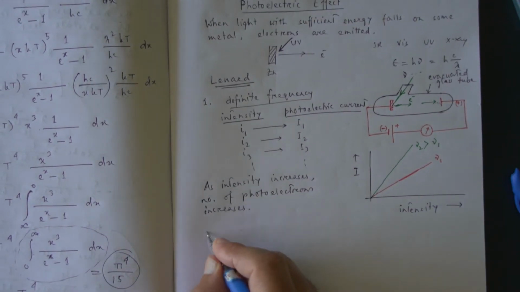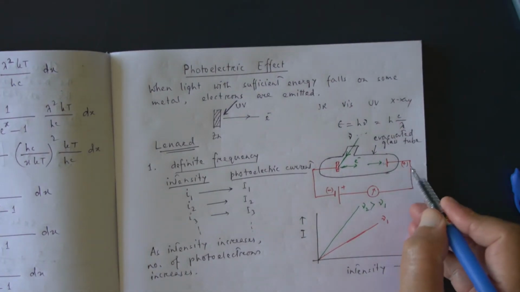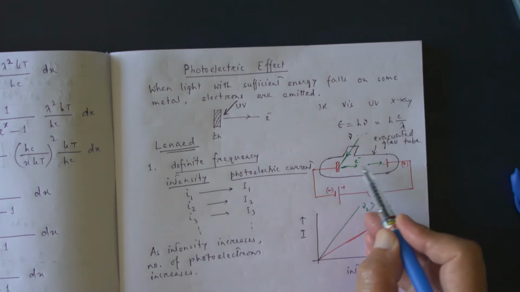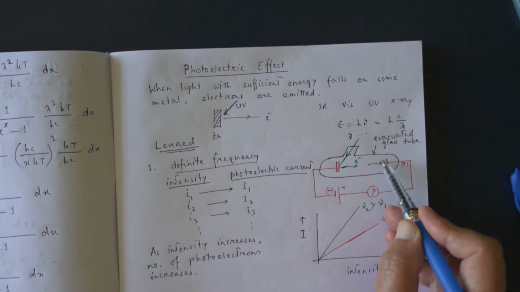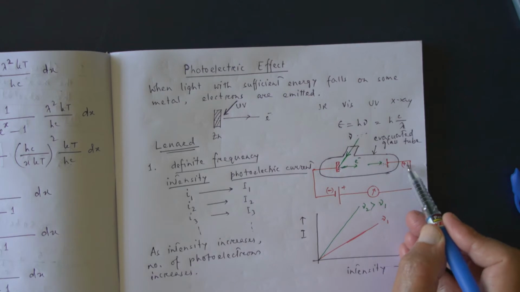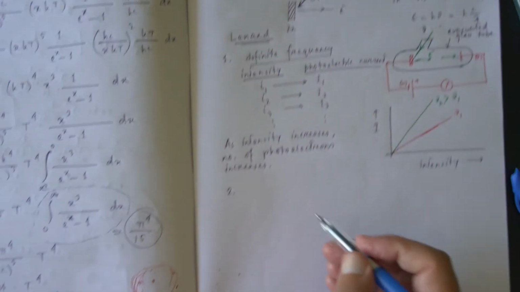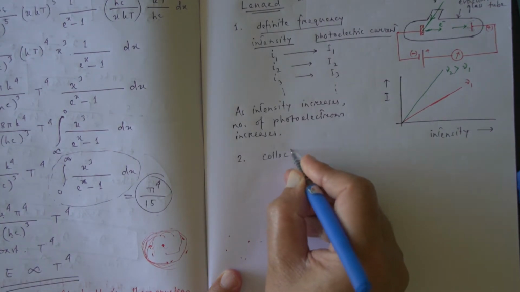Now, the second thing he did. Normally you see, this is the positive electrode. So electrons are coming and are collected here. The potential at this electrode is called the collector potential.